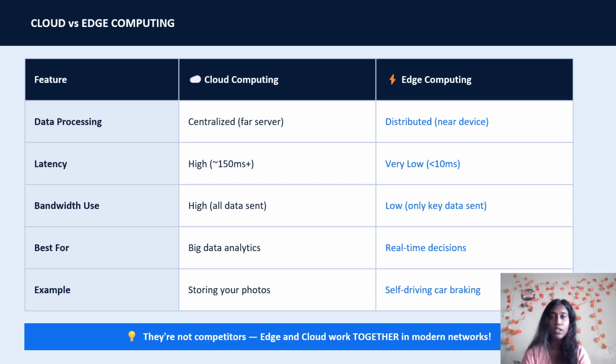So now let's look at the differences between cloud computing and edge computing. Let's put them side by side so that the difference is crystal clear. In terms of data processing, the cloud centralizes everything on a faraway server, but edge computing distributes it. It's processed right next to the device that generated it.